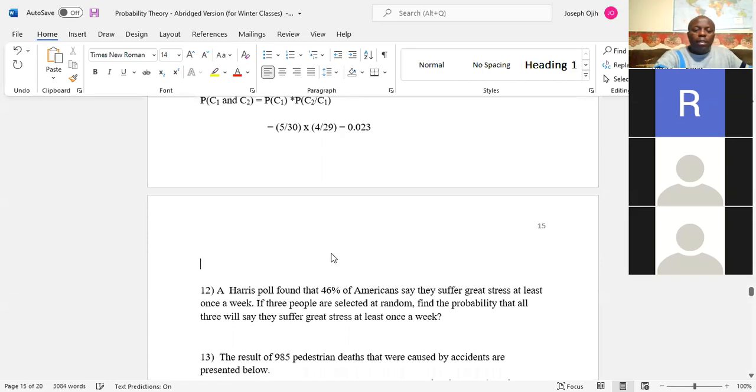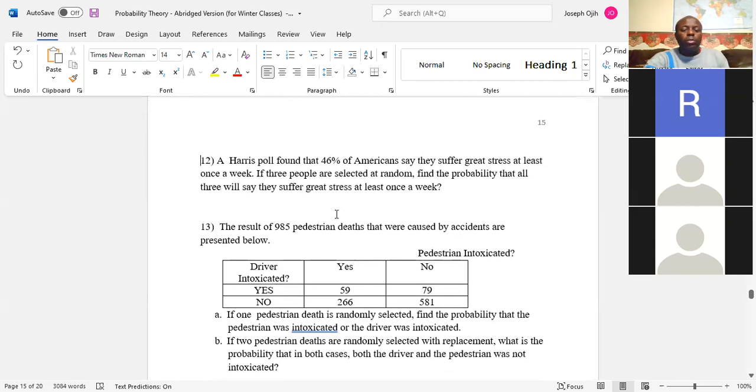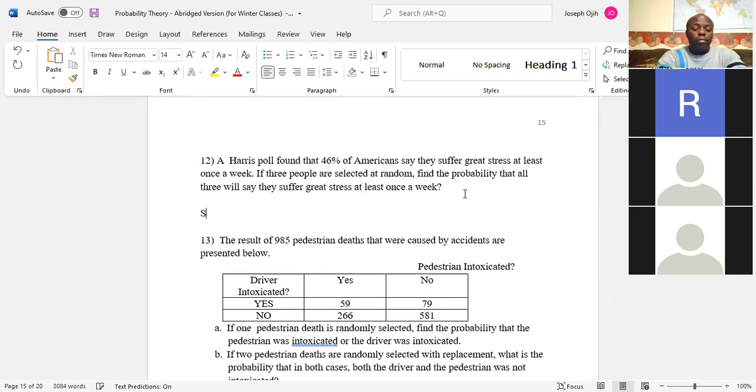Now, any other question before? Let's look at this one. Harris poll. Sometimes they give you the probability in form of percentage. A Harris poll found that 46% of Americans say that they suffer great stress at least once a week. If 3 people are selected at random, find the probability that all 3 will say they suffer from great stress. Okay, solution.